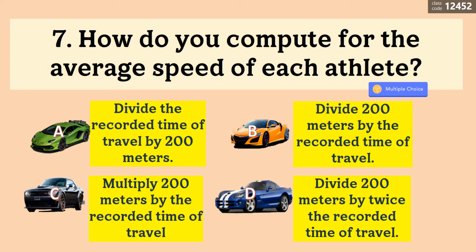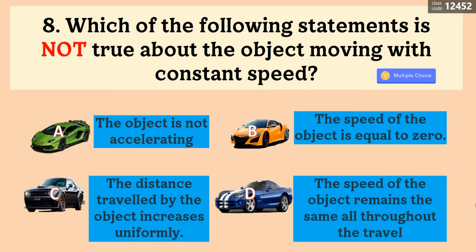Or D, divide 200 meters by twice the recorded time of travel? That's correct. It's letter B, divide 200 meters by the recorded time of travel. Congratulations. Let's have number 8.